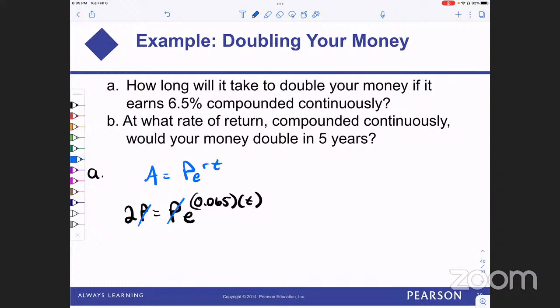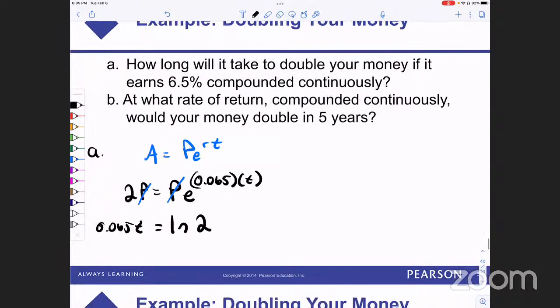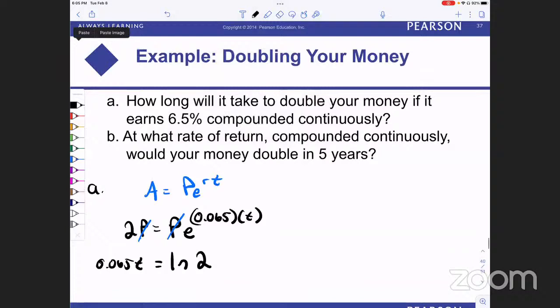To get that out of the exponent, you take the natural log on both sides. Right? So then we have 0.065t equals the natural log of 2. I did switch things around just because I wanted my variable on the left. I took the natural log of both sides. T is going to be equal to the natural log of 2 divided by 0.065.